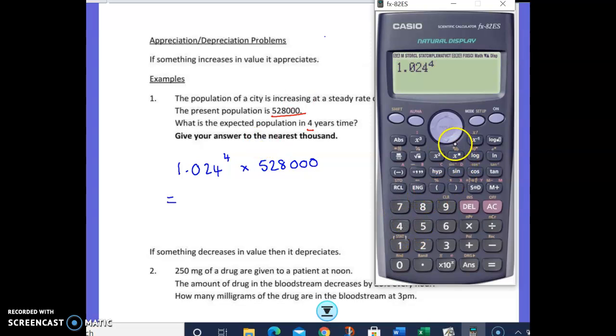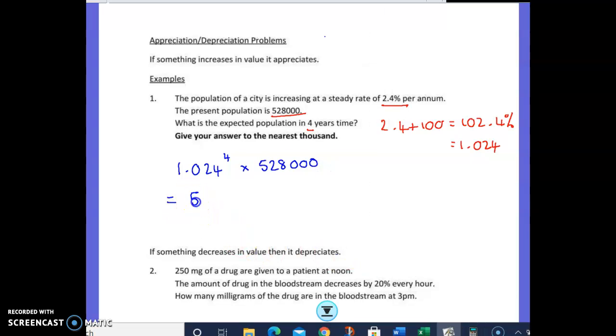1.024 to the power of 4 times 528,000 comes out 580,542.